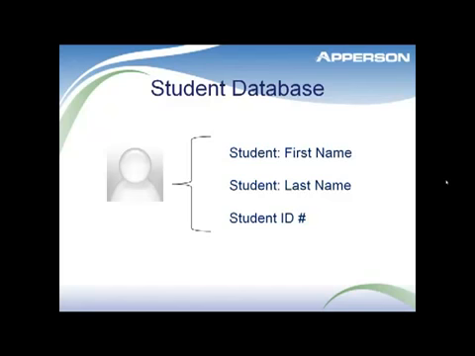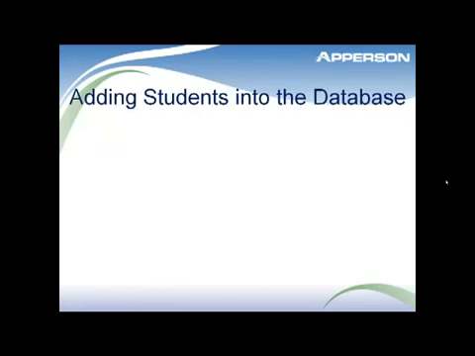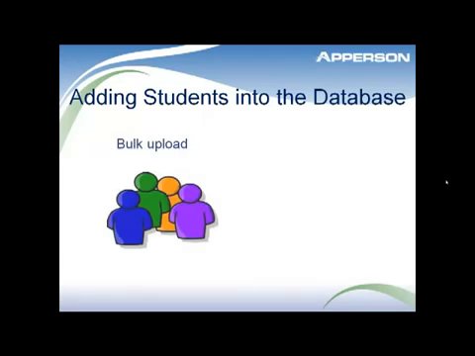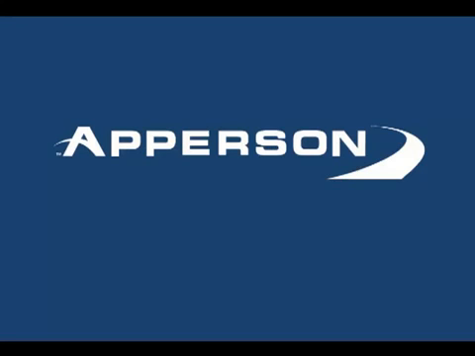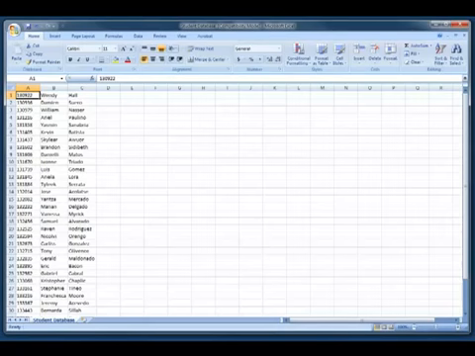There are two ways to add a student into the database. The first is to perform a bulk upload, and the second is to add a student one at a time. When adding large groups of students to your database, a bulk upload would be quickest. Most gradebook programs will allow you to export your student information into an Excel worksheet, which you will want to do. When you export that information, your report will look something like this.